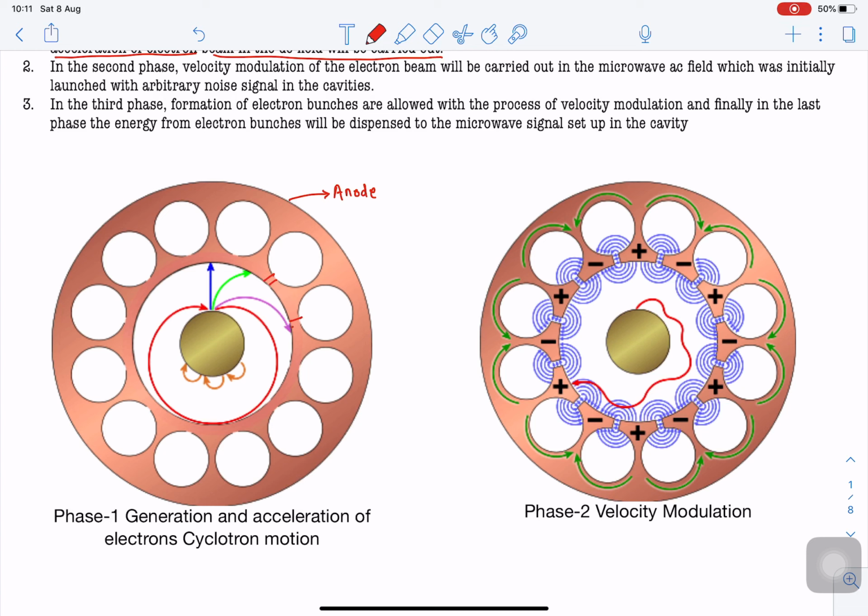Okay, so this anode consists of multiple cavities in this particular way, and these cavities are split into the form of circles. Okay, and these are going to form a ring. And at the center we have a cathode over here. The cathode is placed at the center.